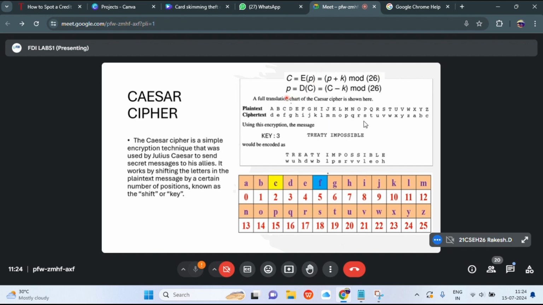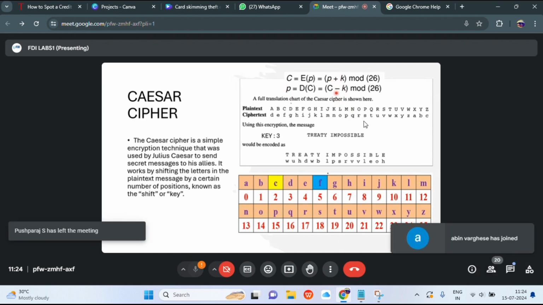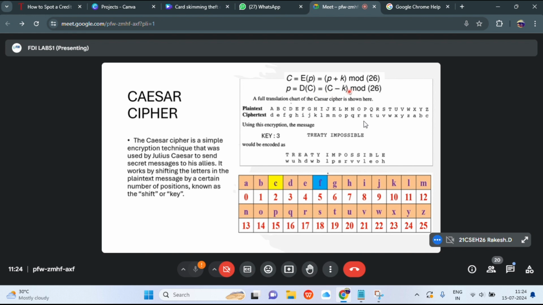Likewise you can do, and for decryption, the same formula, we will replace plus with minus. So to get the plain text, you have to decrypt the ciphertext. What is the formula there? C minus K mod 26. What is our ciphertext here? W. So W is in 22nd position. 22 minus 3 is 19. So 19 mod 26 will be 19. So our plain text will be T.